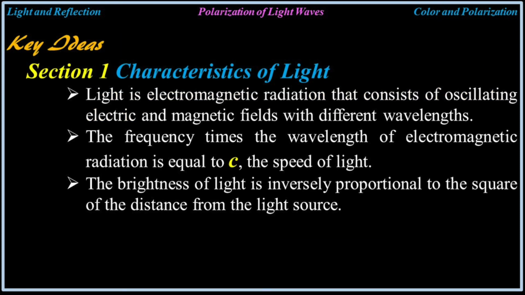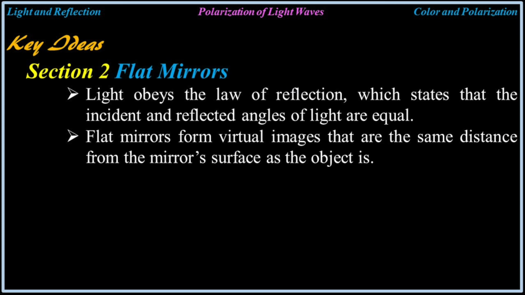And we have section 1. Light is electromagnetic radiation that consists of oscillating electric and magnetic fields with different wavelengths. The frequency times the wavelength of electromagnetic radiation is equal to c, the speed of light. The brightness of light is inversely proportional to the square of the distance from the light source. Let's look at section 2. Flat mirrors. Light obeys the law of reflection, which states that the incident and reflected angles of light are equal. Flat mirrors form virtual images that are the same distance from the mirror's surface as the object is.